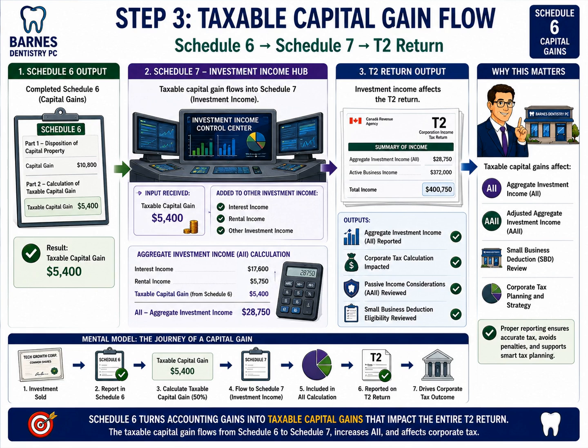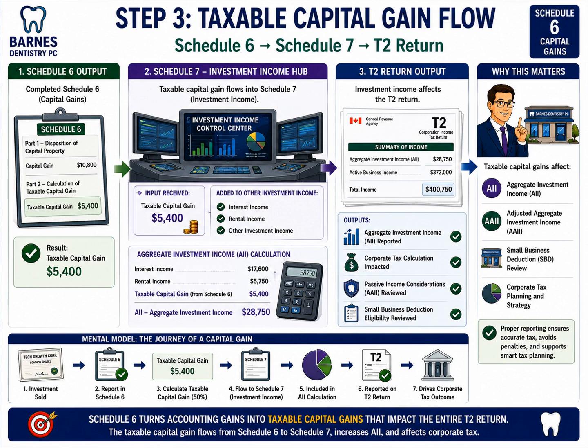Now let's move to the right side of the slide. Once Schedule 7 completes its calculations, the information flows into the T2 return. At this stage, the taxable capital gain becomes part of the corporation's overall tax profile. The resulting calculations influence aggregate investment income reporting. They affect passive income tracking. They contribute to corporate tax calculations, and they become part of the information used to evaluate future tax planning opportunities. This is why capital gains are much more than a one-time calculation. Their impact extends throughout the entire return.